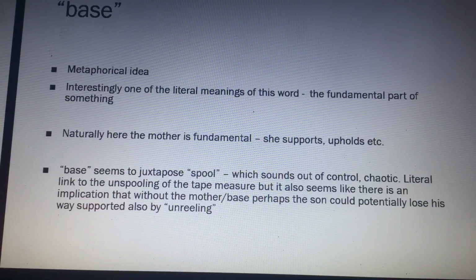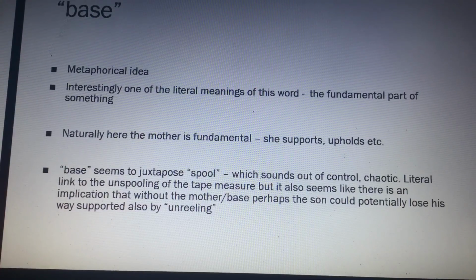Base. The idea of base is metaphorical. Interesting, one of the literal meanings of this word is the fundamental part of something. The mother is the base here. So obviously here the mother is fundamental. She supports him, she upholds him, etc. And base camp, if you're thinking about journeys, is where they run missions, where they make sure that everything's okay. Base, I think, juxtaposes spool, which sounds out of control and chaotic.